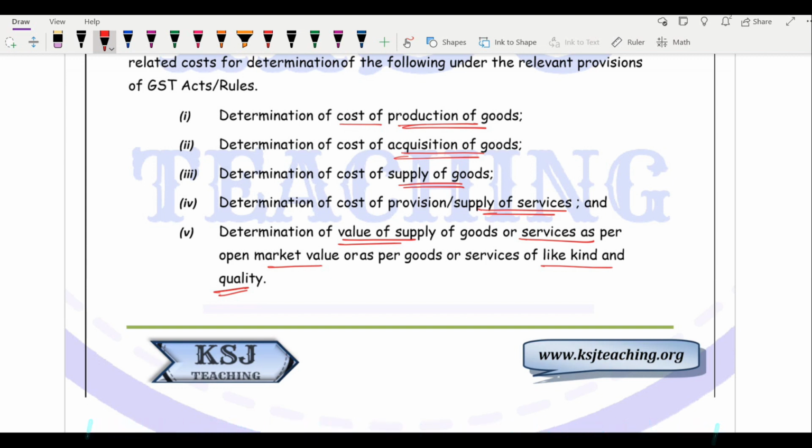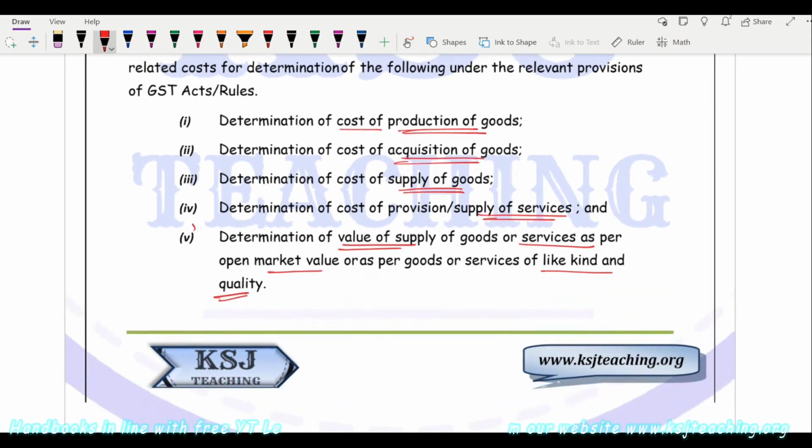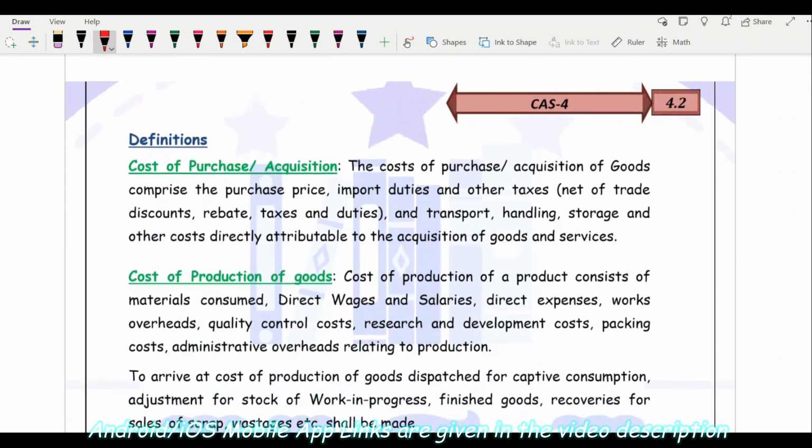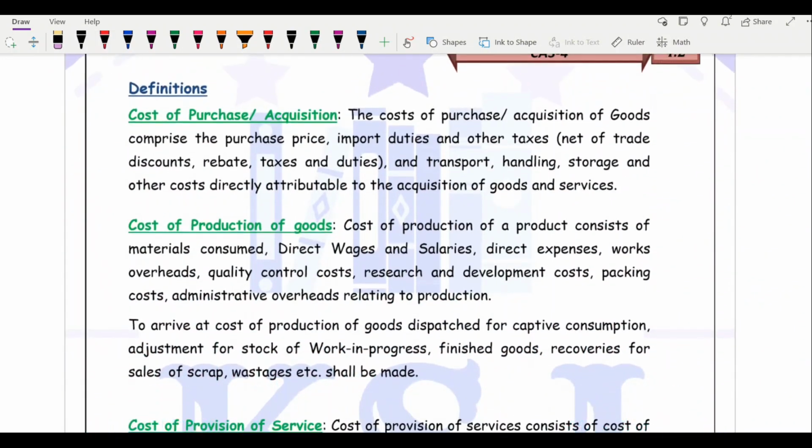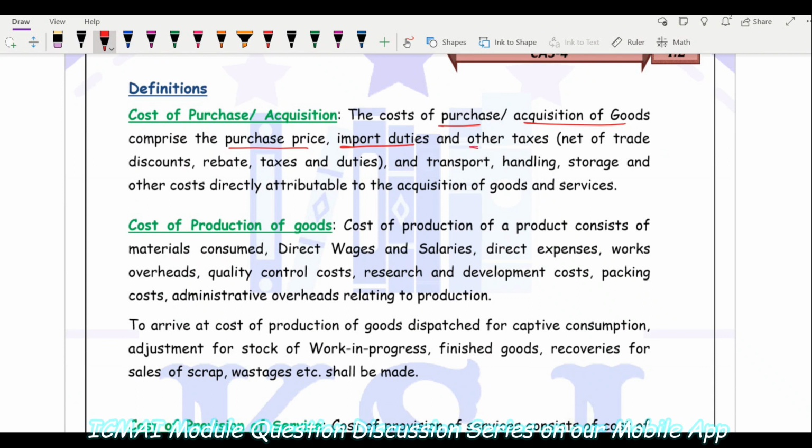Based on that you can identify your value. Clear? So this 5th point is regarding that. So this is the scope. Then comes the definition, cost of purchase or acquisition. The cost of purchase or acquisition of goods comprise of purchase price, import duties, and other taxes.